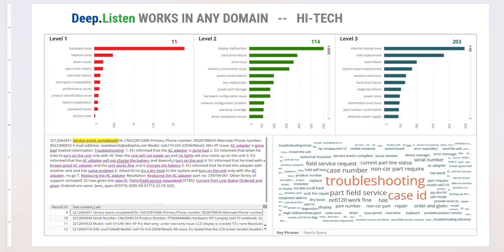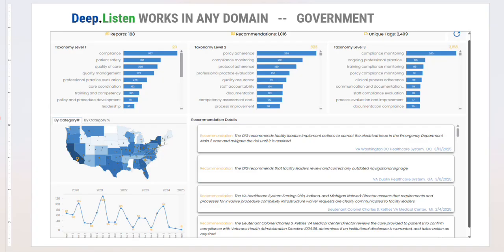And you can apply it in some government applications. So this is the result of the analysis of the reports produced by the Office of Inspector General with recommendations to fix certain shortcomings of large hospitals across the country. And you can see the main topics are compliance, patient safety, quality of care, and so on.